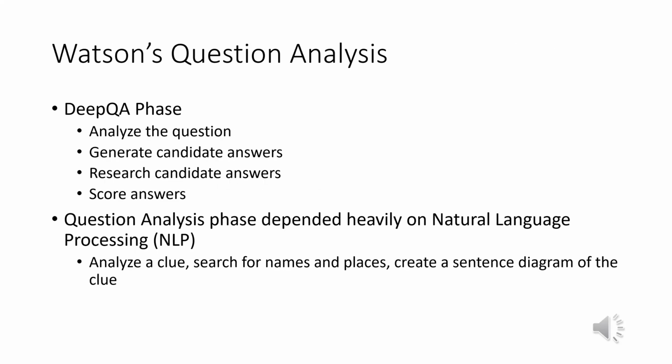In IBM, the process of analyzing a question and generating an answer became known as Deep QA. Deep QA consisted of a few steps, namely analyzing a question, generating candidate answers, researching those candidate answers, and then scoring them. Arguably, the most important step in this process is being able to analyze the question. This relied heavily on natural language processing, and if this phase failed, the rest of the process would fail as well. Watson would analyze a clue by picking the sentence apart and extracting important details to begin its search and start scoring candidate answers.